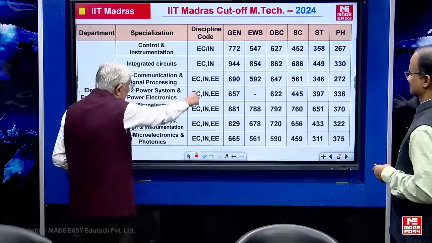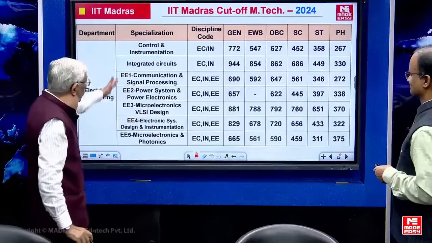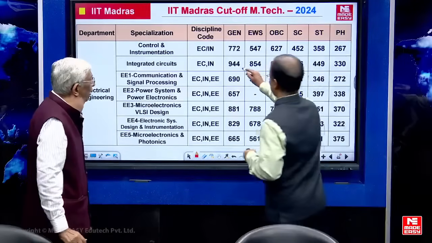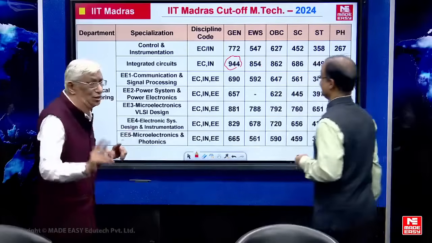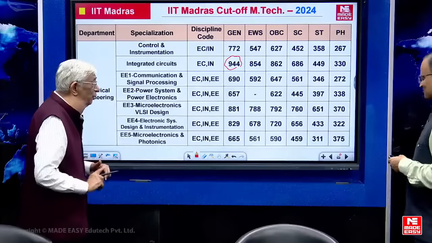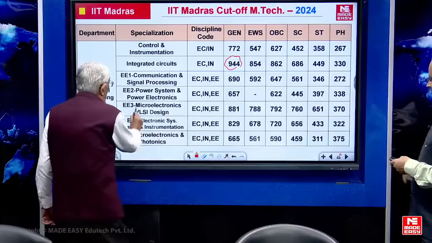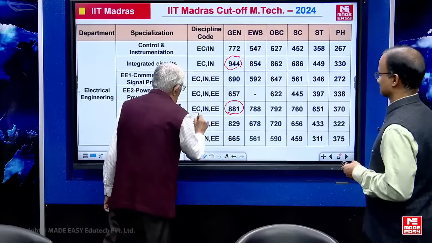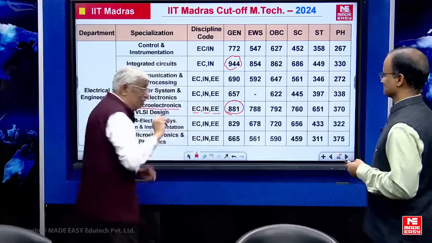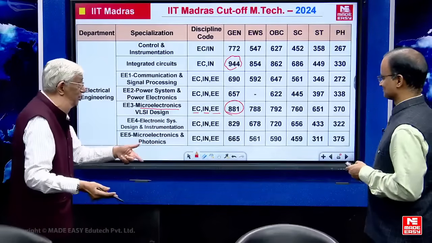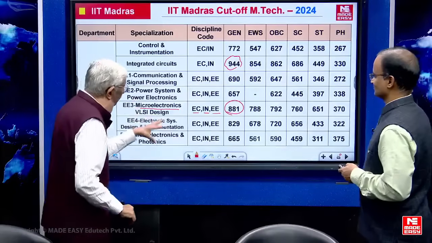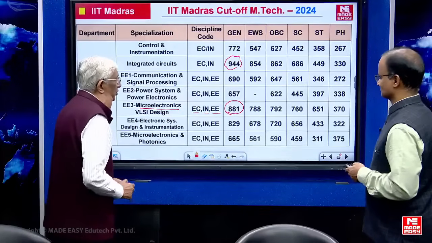At Madras, these are the GATE codes which are eligible for the courses listed in the first column. Again, 954. These are for final admits, not just eligible for call, but final admits. Microelectronics again is high. EC, IN, EE. The same thing will be replicated in the EC slide also, but here it is clearly mentioned. It's the same cutoff score for each of the three disciplines.